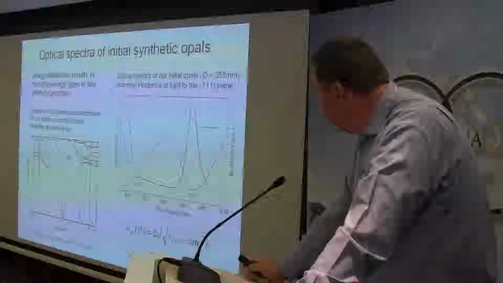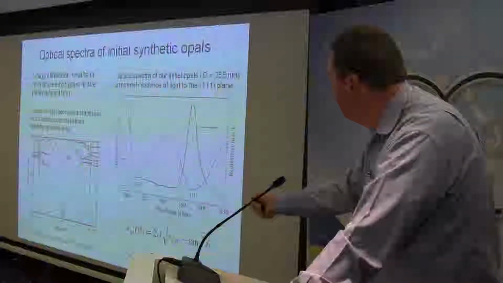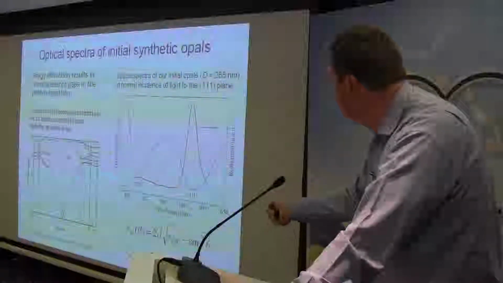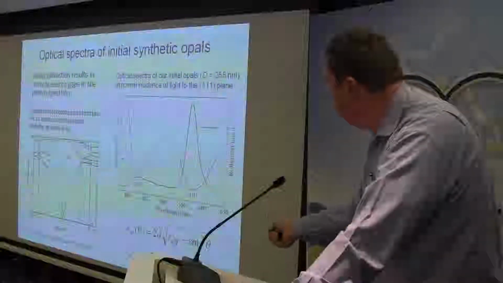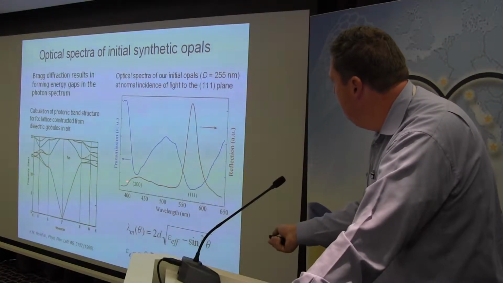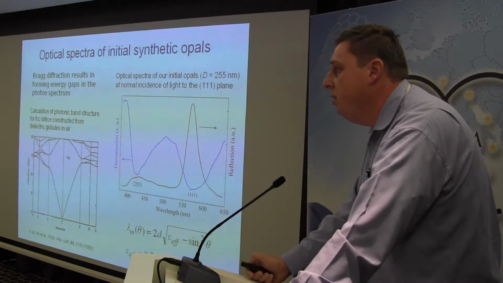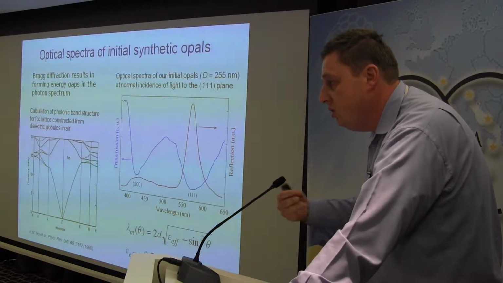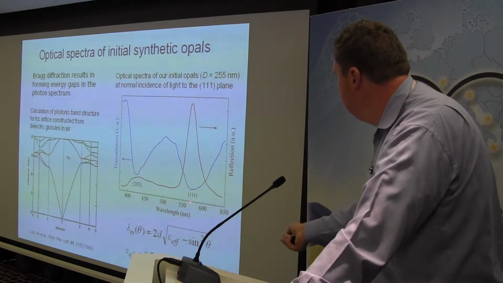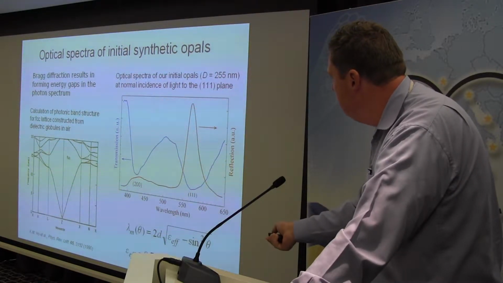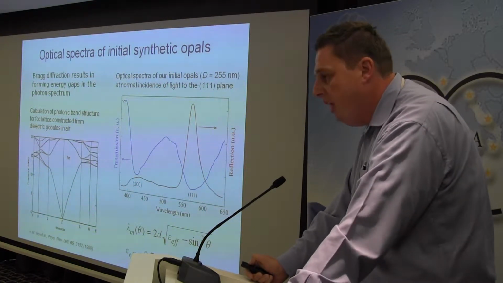In optical spectra, we can see the appearance of this stop band. These are typical reflection or transmission spectra. For example, in our initial opals, in the visible region, we can see two non-transmission bands. I don't say absorption band, because it's not absorption in the classical sense. These bands correspond to reflection bands. And here you can see indexes which correspond to planes.